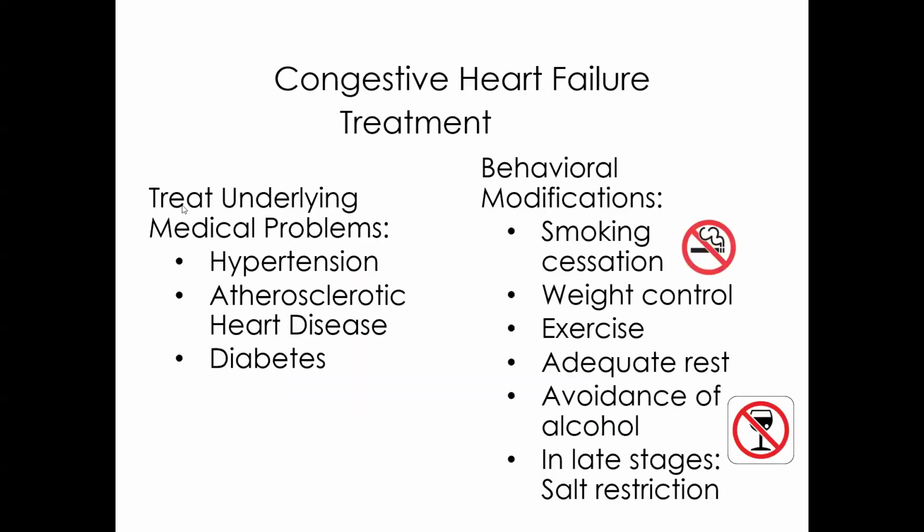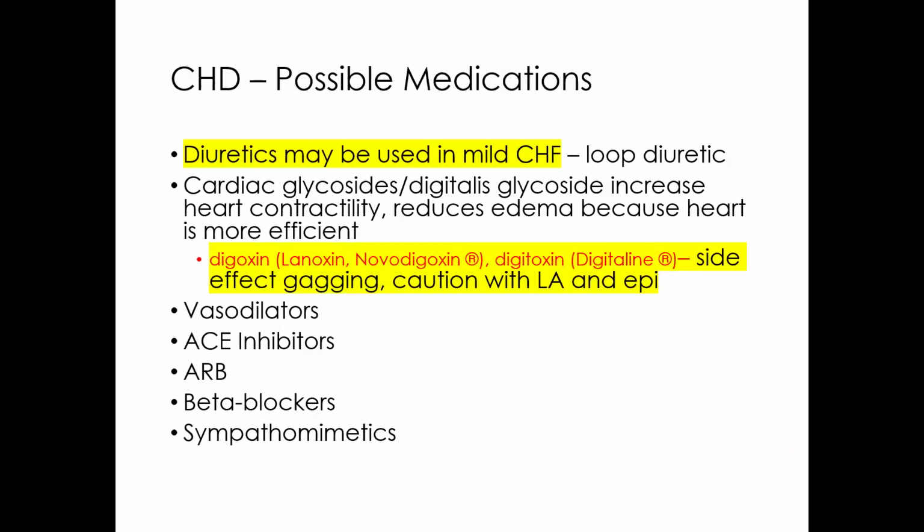So treat underlying medical problems. If there's hypertension, atherosclerotic heart disease, diabetes, if they smoke, control weight, exercise moderately, or what the patient can tolerate, adequate rest, avoid alcohol. In late stages, they might have to have some dietary restrictions as well.